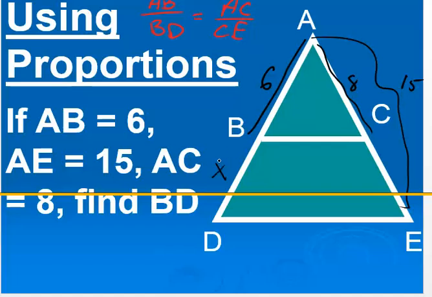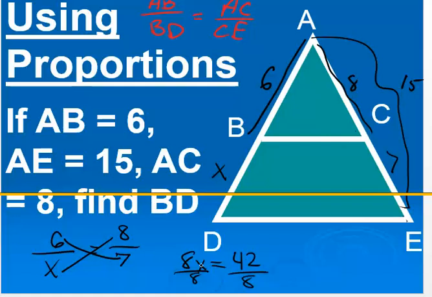So again, we're going to set up our proportion. AB, which is 6, over BD is x, equals AC, which is 8, over CE, which we need to actually find. If the whole length of this side is 15 and the top part's 8, then I know that CE is 7. Cross multiplying, I'm going to multiply my means first just because that's where x is. So 8x equals 6 times 7, which is 42. To solve, we'll divide by 8. 8 goes into 42 5 times. That gets us to 40 with 2 left over, but 2 eighths is the same as 1/4. So the length of BD is 5 1/4.